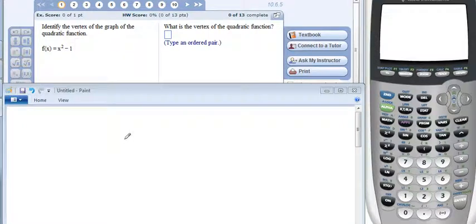Hi guys. All right, last section in chapter 10. We're going to be looking at some of the graphical connections between the algebra and quadratics.